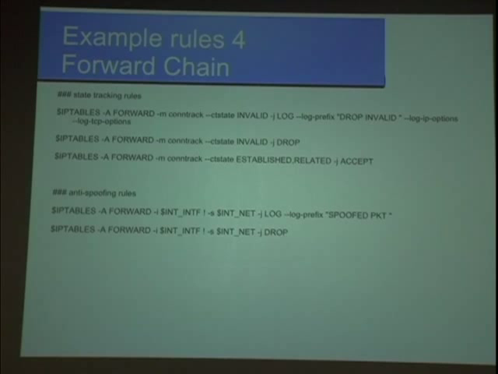All right, and then the forward chain. Again, we're going to log stateful, and we're going to drop invalid. And then we're going to apply anti-spoofing rules. So why do we need spoofing rules? Let's say this machine is our firewall, and it's doing NAT and everything for us. Why do we have spoofing rules for the input table and then the forward table?